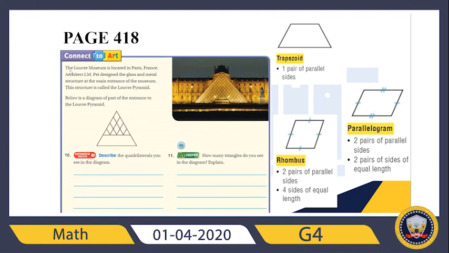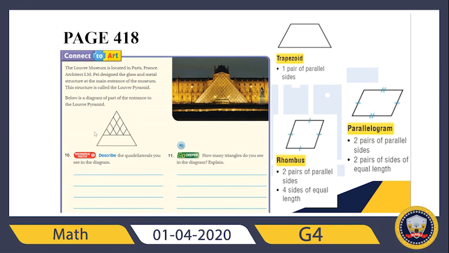It's asking: the Louvre Museum is located in Paris, France. Architect I. M. Pei designed the glass and metal structure at the main entrance of the museum. This structure is called the Louvre Pyramid. Below is a diagram of part of the entrance to the Louvre Pyramid. So it's asking for what? The quadrilaterals you see in the diagram.